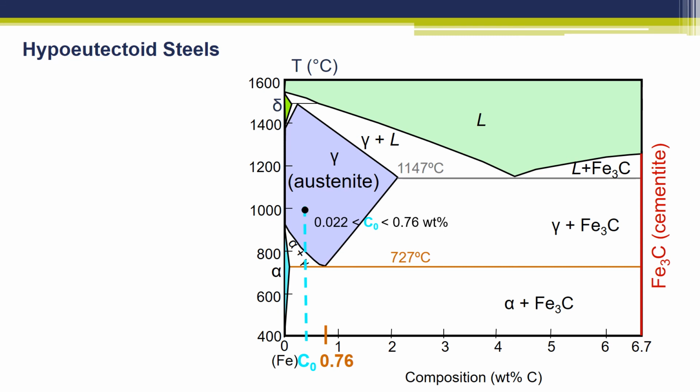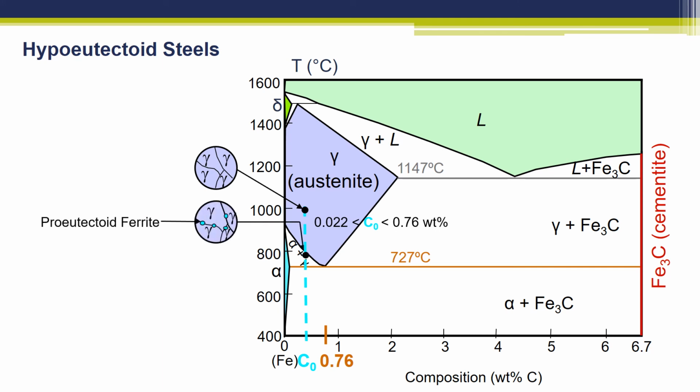At about 1000 degrees Celsius, the microstructure will consist entirely of gamma phase. In cooling to the alpha and gamma phase region, both these phases will coexist. Most of the small alpha particles will form along the original gamma grain boundaries, and the alpha ferrite formed before the eutectoid temperature is called proeutectoid ferrite.